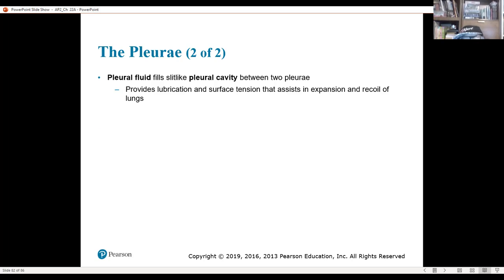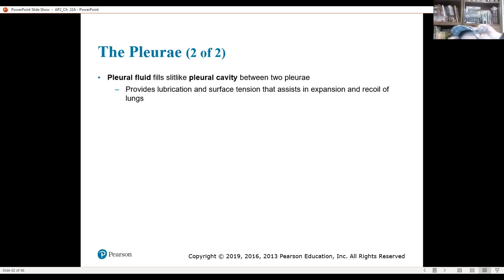The space between the two layers of the pleural membrane is super thin, like slit-like. But it's full of serous fluid, and that provides lubrication and surface tension. The surface tension will make it easier to expand the lungs. In other words, when the ribs move out, surface tension means they pull on the lungs, and the lungs also move out. So that allows intercostal muscles to move the ribs and pull air into the lungs. So great.